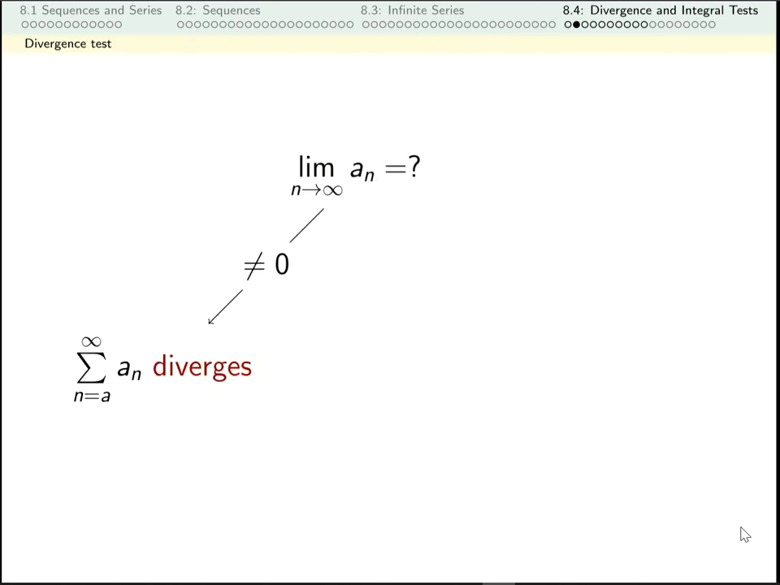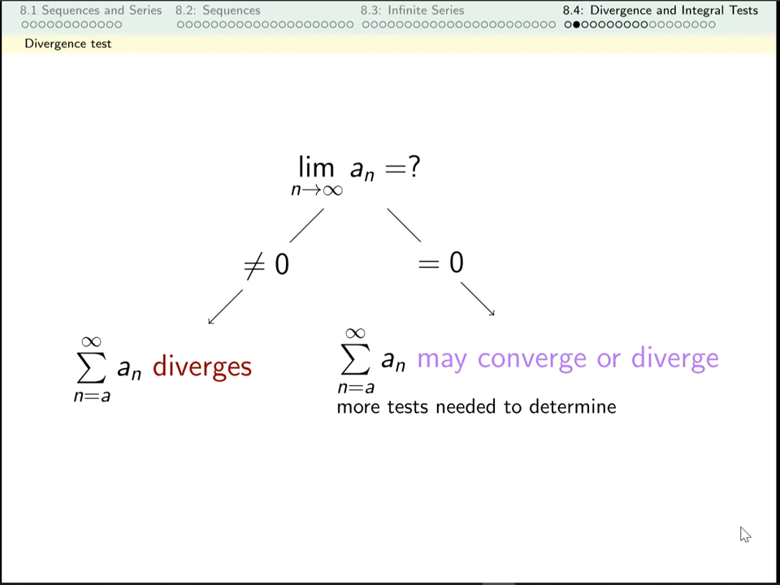Again, to be clear, you're trying to decide whether a series converges or diverges. The terms of the series we're calling a sub n. If the limit of these terms is anything other than 0, my series diverges. If the limit of those terms is 0, you need another test. Sometimes the limit is 0 and the series converges. Sometimes the limit is 0 and the series diverges.